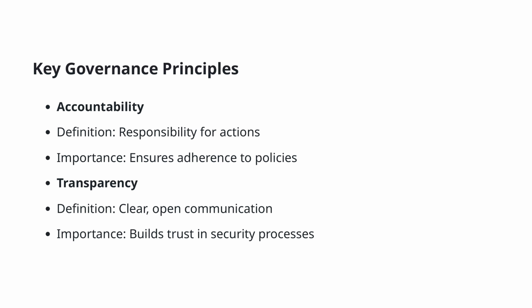Next, we have transparency. This involves clear and open communication within the organization and with external stakeholders. Transparency is important as it builds trust in security processes, making all parties involved more confident in the system's reliability and integrity. Both of these principles are fundamental in creating a robust security governance framework, ensuring that policies are not only followed, but also clearly communicated and understood.